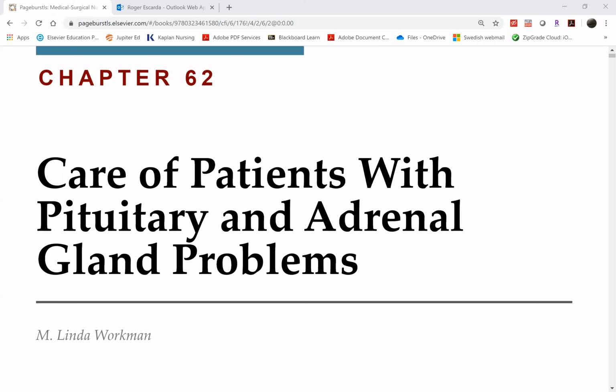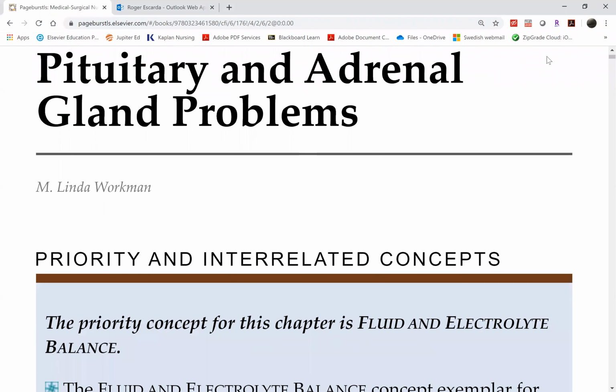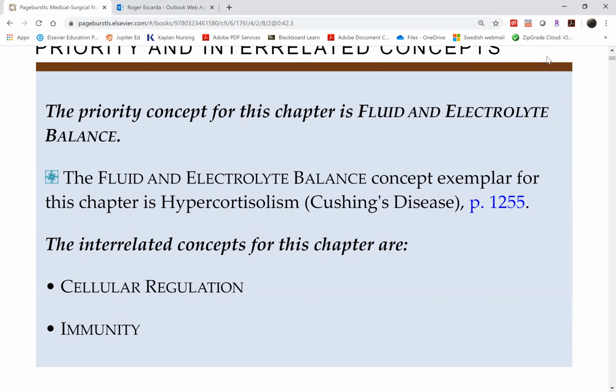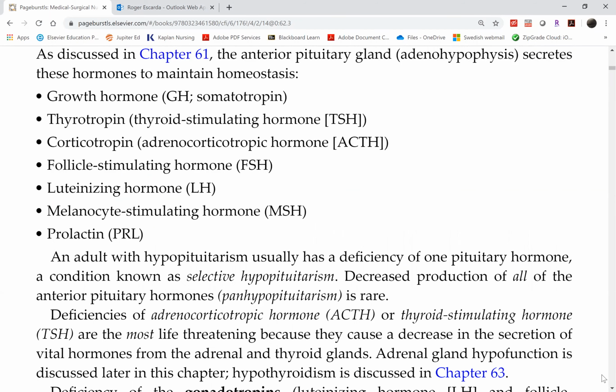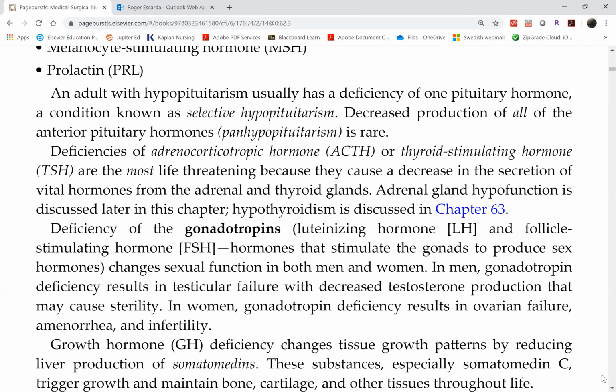All right, so let's start with chapter 62. Let's go straight to the two fluid and electrolyte problems.